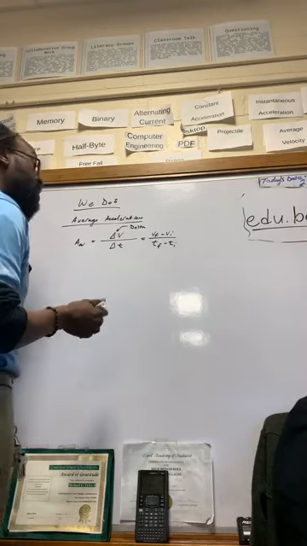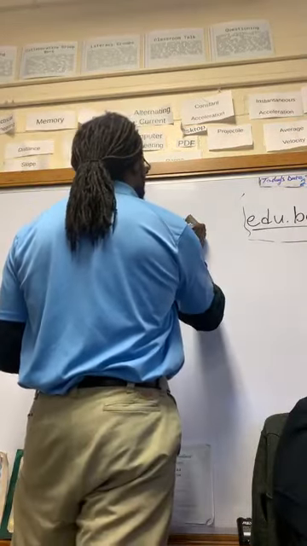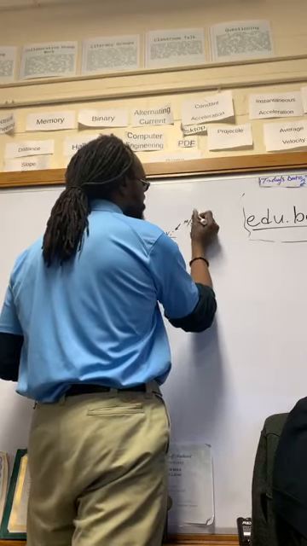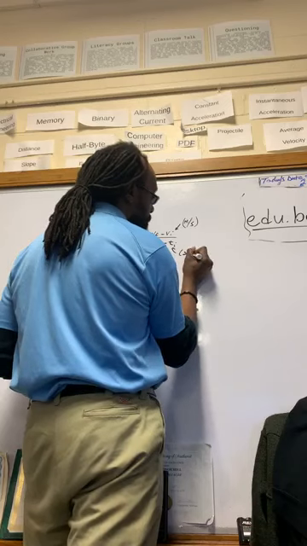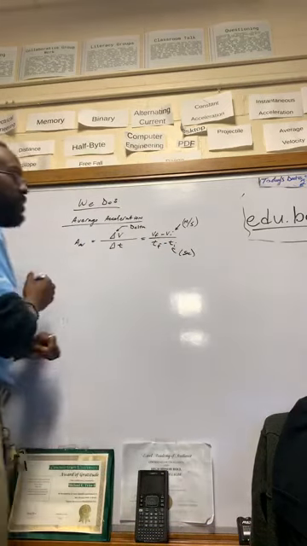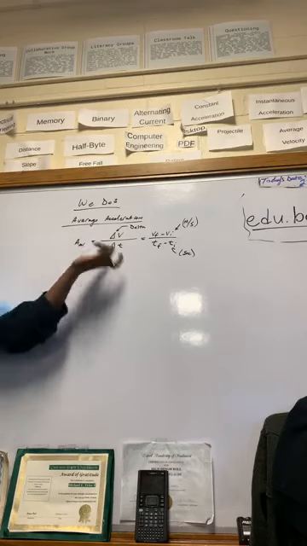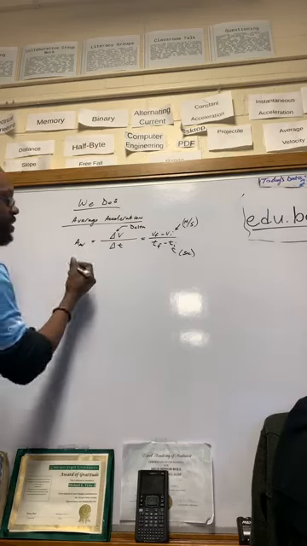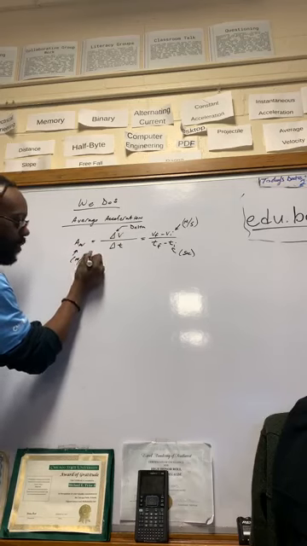Anyway, what are these measured in usually? We know our velocities are measured in meters per second. Our times are measured in seconds. And then this one right here is a derivative, a step up from the velocity, so this is measured uniquely in meters per second squared.